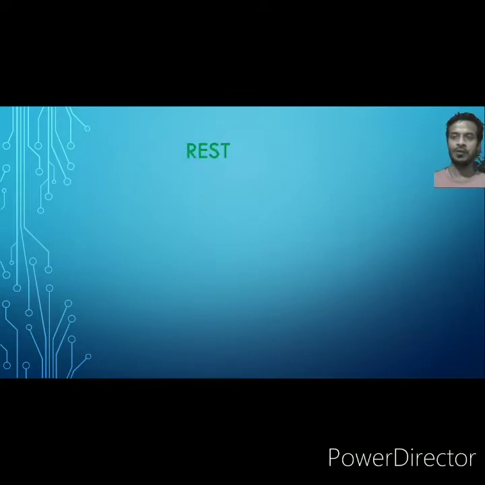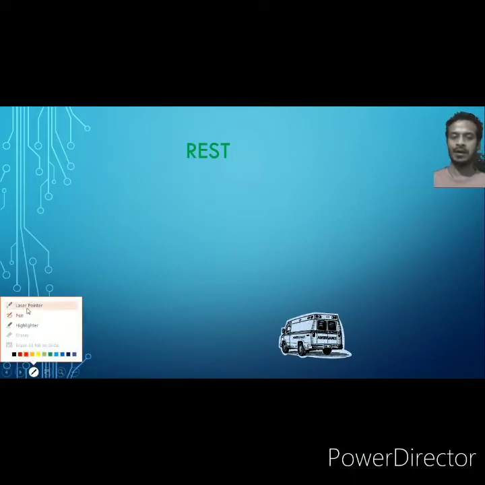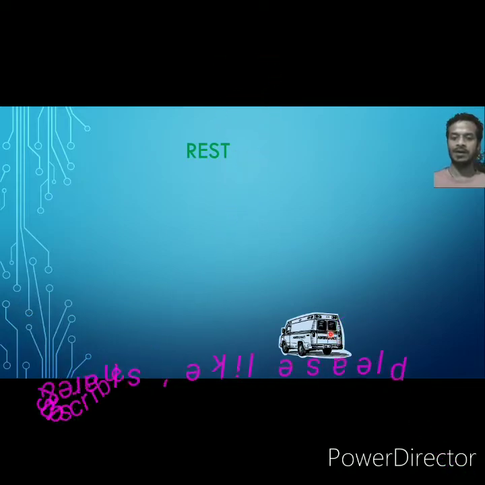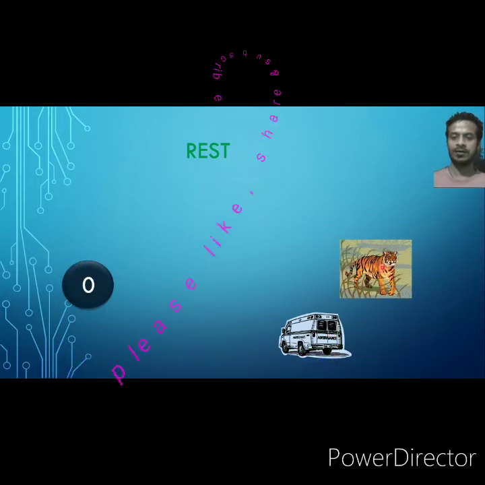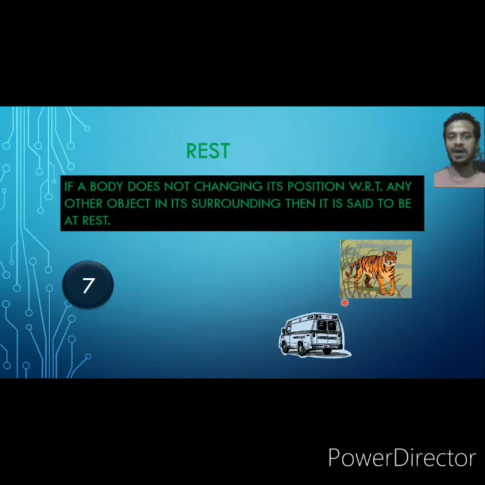So first of all, we will learn about what's called rest. Here you can see that there is a car, and the car is standing, and there is another object, a tiger. As time goes on, you can see the distance between the tiger and the car is not changing. That means with respect to the tiger, the car is at rest, and with respect to the car, the tiger is at rest. Alright. So we will say that if anybody does not change its position with respect to any other object in the surroundings, then it's said to be at rest.